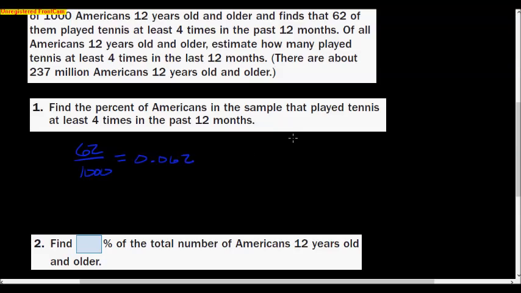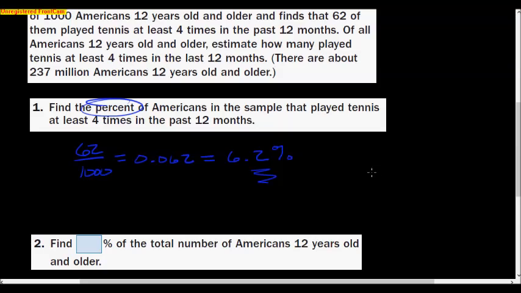0.062. Now we want a percent. To turn a decimal into a percent, we all should know this, multiply by 100. Multiplying by 100 takes this decimal and turns it over to 6.2. It moves the decimal to the right twice. So that's my percent of Americans out of what I sampled.